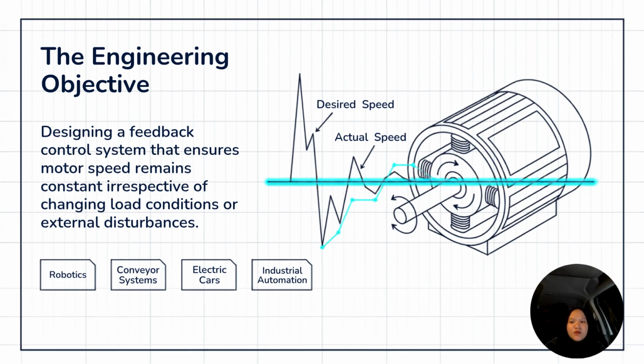This kind of control is very important in applications such as robotic conveyance systems, electric cars, and industrial automation, where stable motor performance is needed for reliable operation.